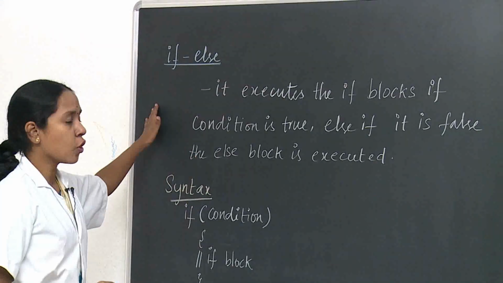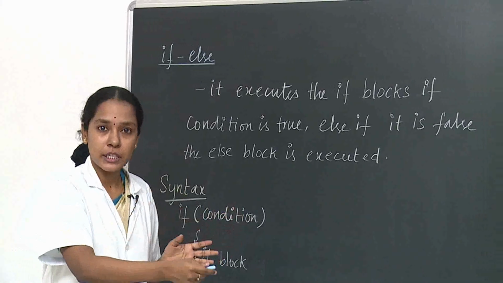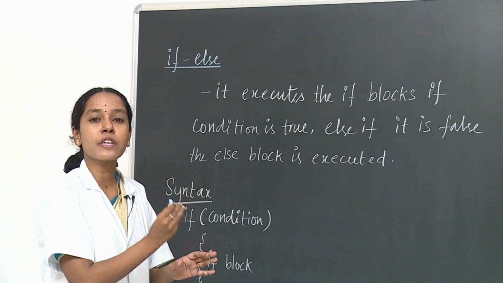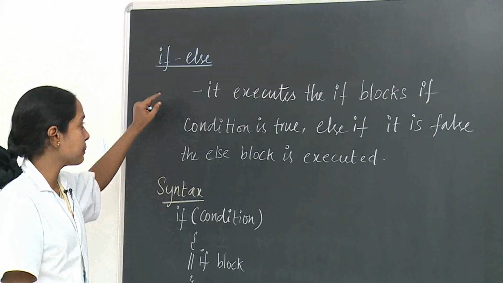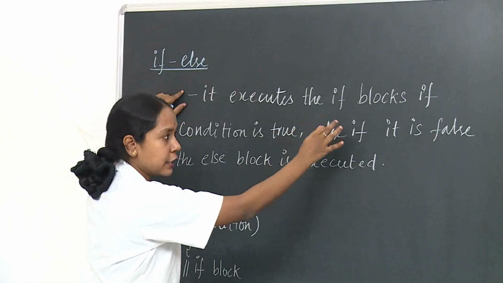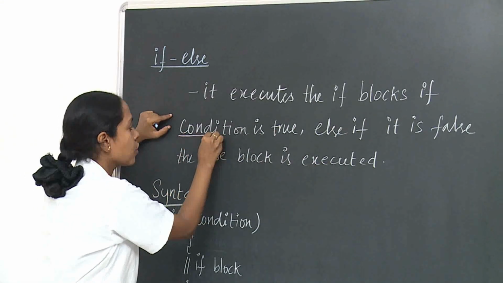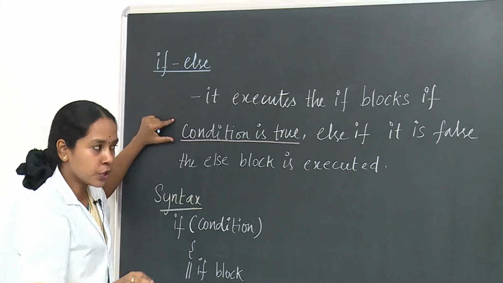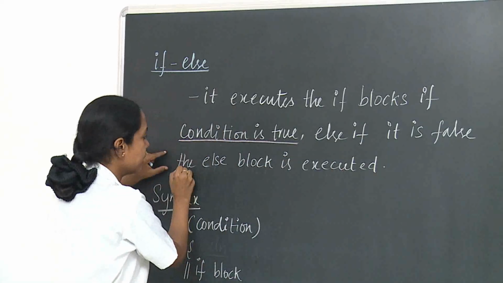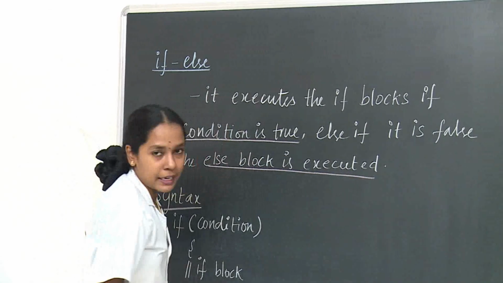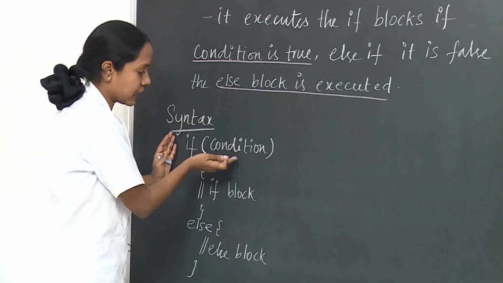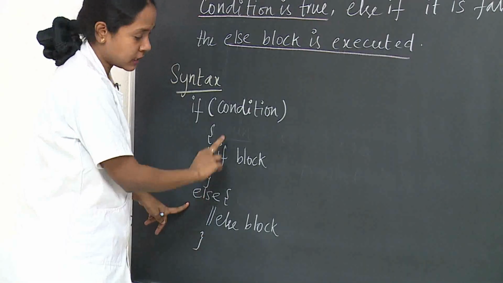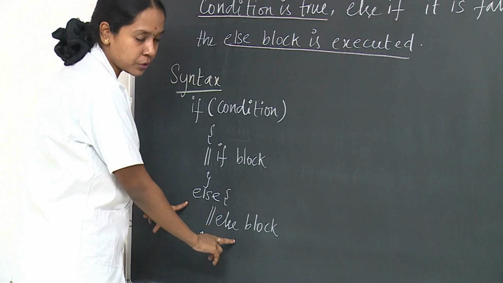Next one is the if-else operator. The if-else operator is similar to the if operation. If the condition is true, it will execute one statement. If the condition is false, it will execute another statement. Here is the definition: it executes the if block if the condition is true. The if block statement is executed when the condition is true. If the condition is false, it will execute the else block statement. So this is the syntax. If the condition is true, it will execute the if block statement. If the condition is false, it will execute the else block.